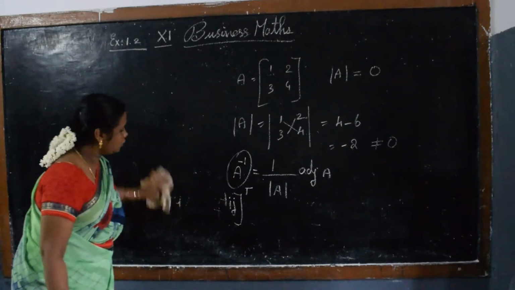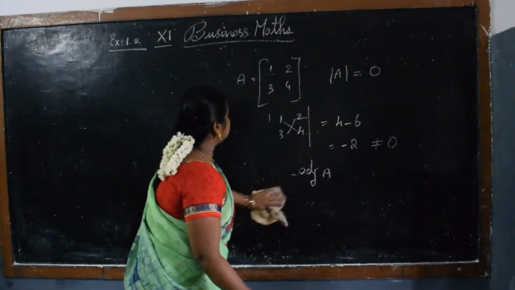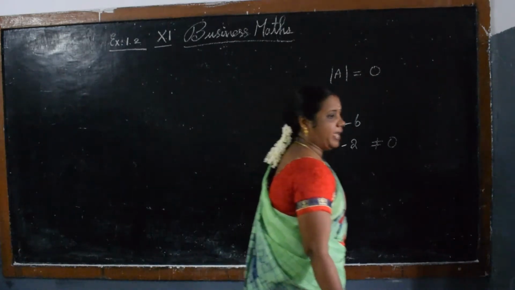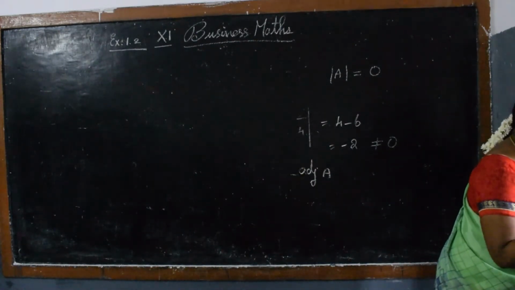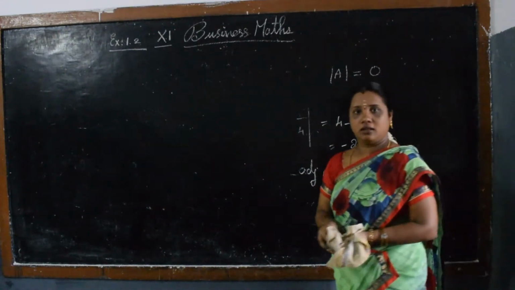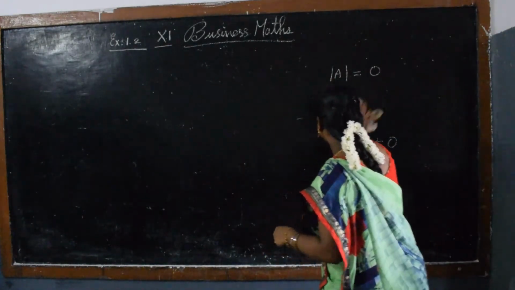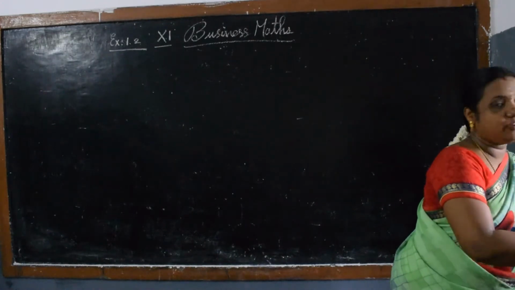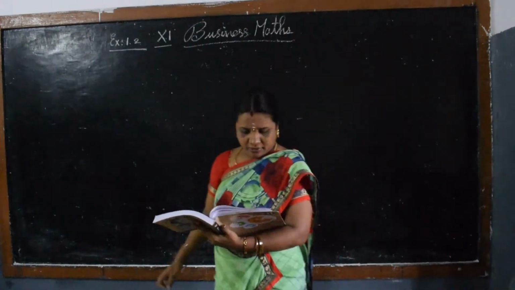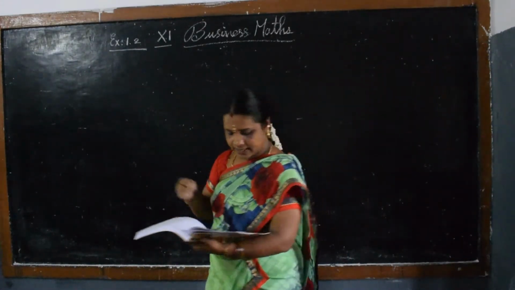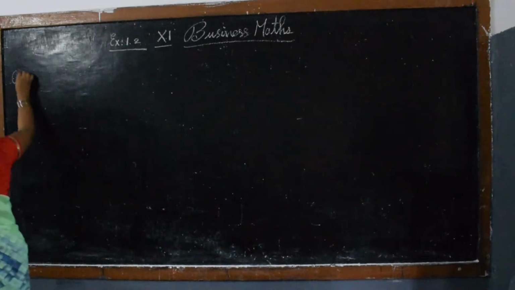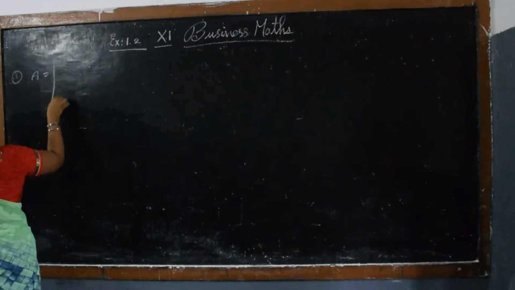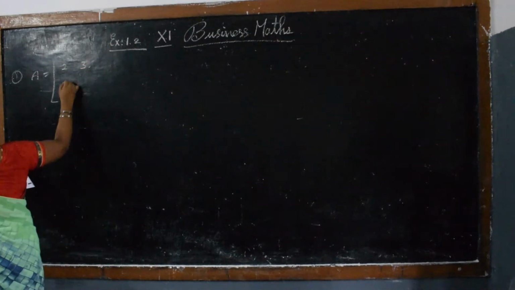Next we are moving on to the exercise problem. Our first problem is, take page number 12. Find, see the first question, find the adjoint of the matrix A. What is the question given? Matrix A is equal to 2, 3, 1, 4.